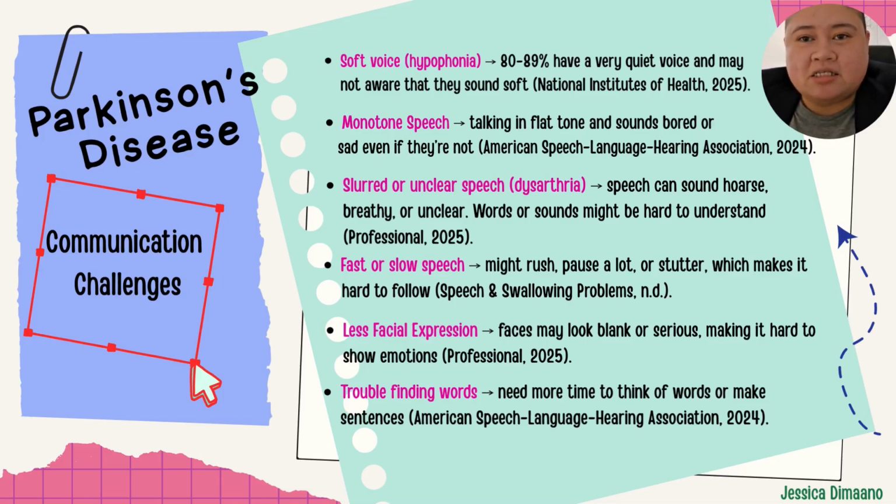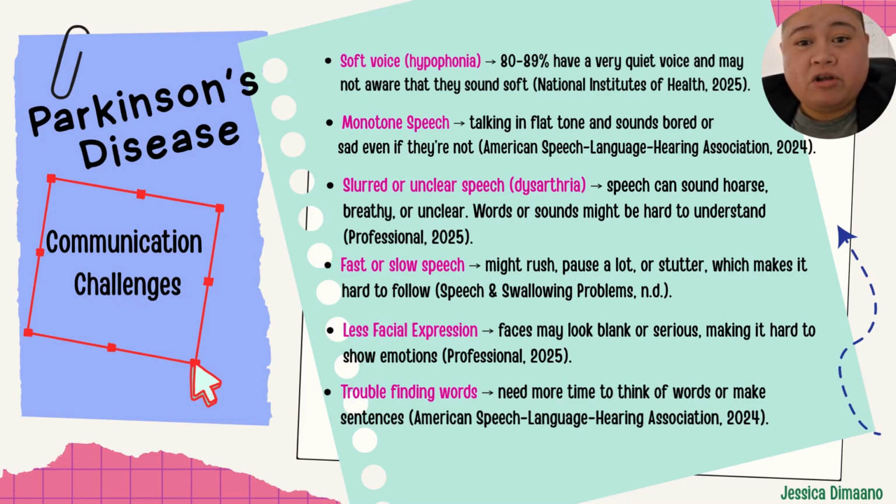Today I want to share the communication challenges faced by people with Parkinson's disease. People with Parkinson's often have trouble with their voice and speech. One big problem is a soft voice called hypophonia, which makes them sound very quiet. Many don't even realize they are talking softly. They might also have a flat voice without emotion. This monotone speech makes it hard to know how they feel.